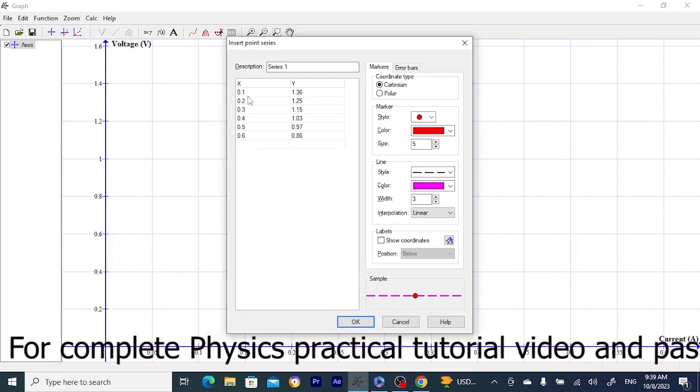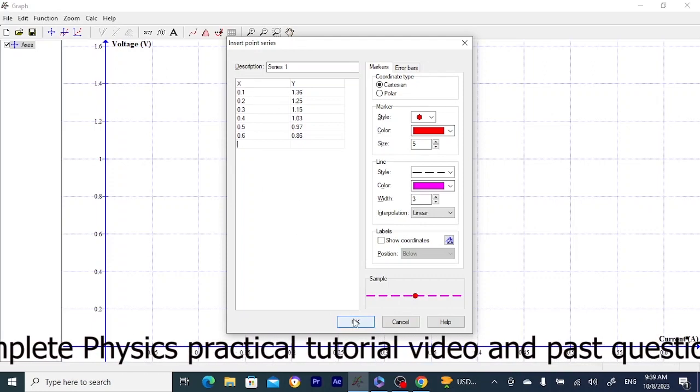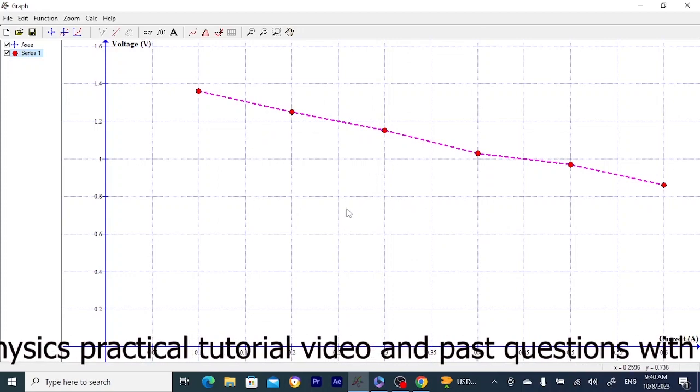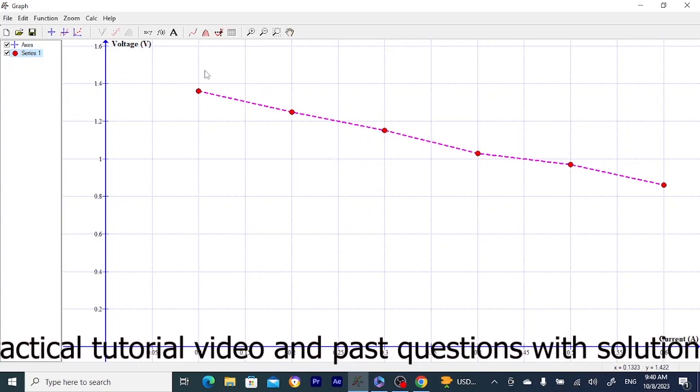At this point, I'm done inputting all the values for the current and the voltage. I'll just go and OK this. Alright, so if I look at this now, if you observe from my graph here, you would see that this is not a straight line graph. And of course, we can't plot a graph like this.